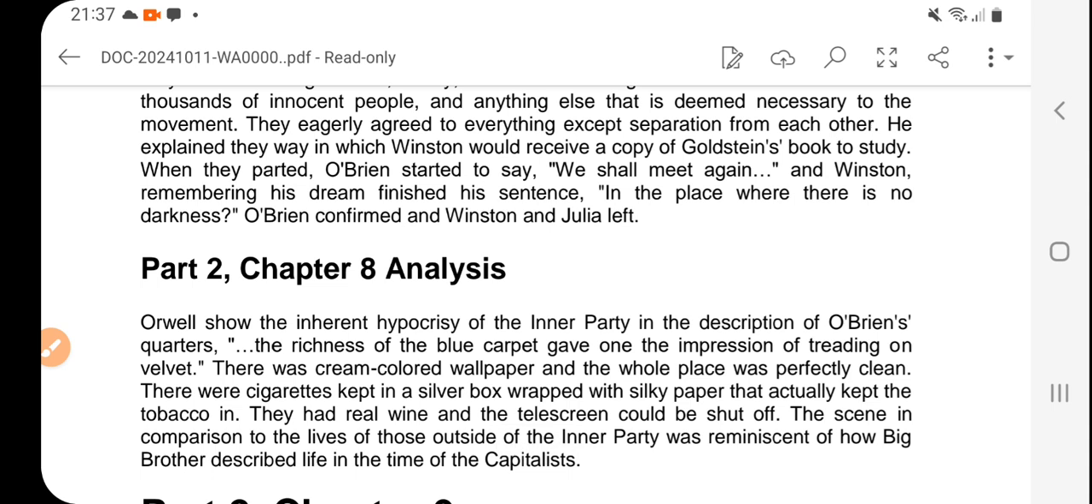They eagerly agreed to everything except separation from each other. He explained the way in which Winston would receive a copy of Goldstein's book to study. When they parted, O'Brien started to say, "We shall meet again," and Winston, remembering his dream, finished his sentence, "In the place where there is no darkness." O'Brien confirmed, and Winston and Julia left.